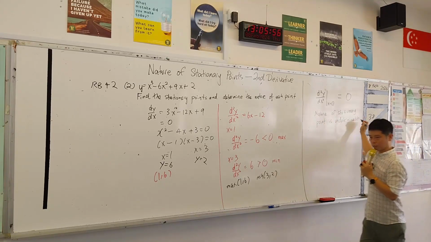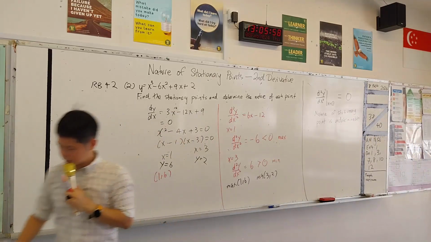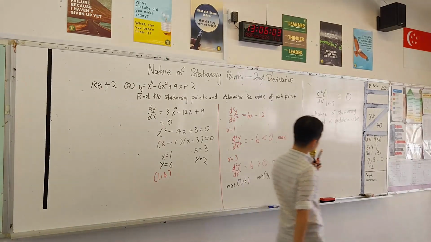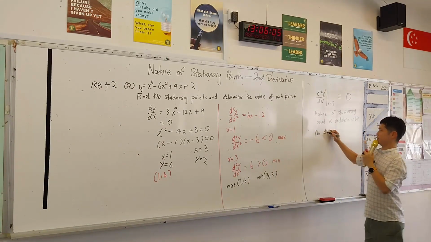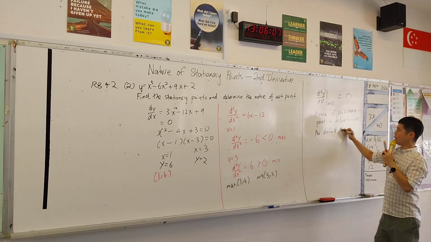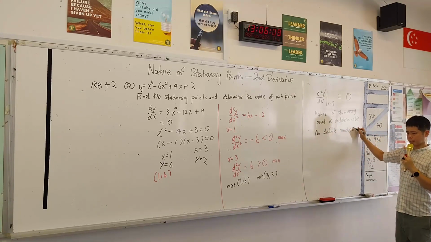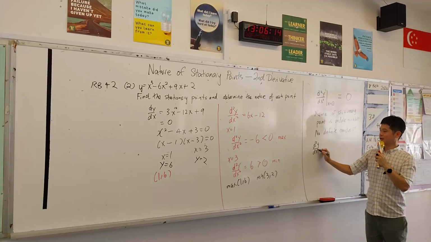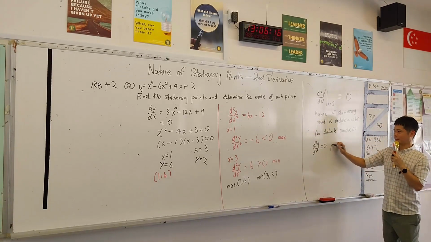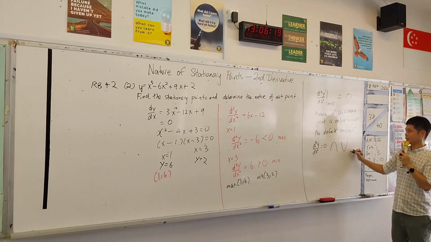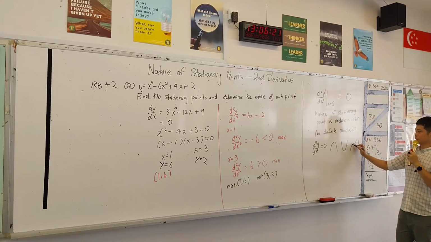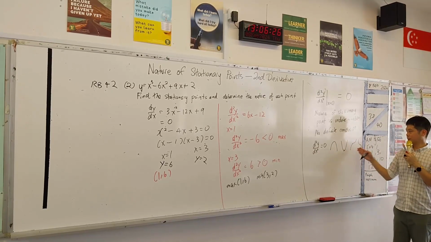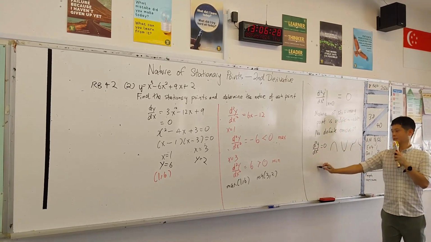Okay, let's use the word used in the resource book. The word that they use is, there's no definite conclusion. So there's no definite conclusion. Why? Okay, the reason is this. When d2y over dx squared equals to 0, it can be a maximum point, it can be a minimum point, or it can be points of inflection. We don't know. So how do we determine that? Whether it is maximum, minimum, or points of inflection?